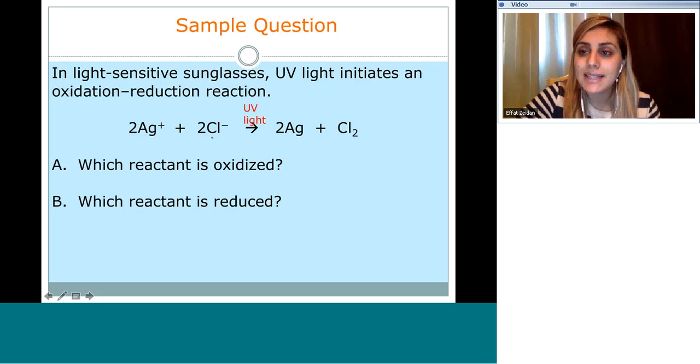Now what about Cl-? Cl-, it was minus and then it became neutral. If it is minus originally, it means it's a negative ion, and it becomes neutral. So in order for it to become neutral, it has to lose that excess electron that it has gained. Okay? So which reactant is oxidized? The loss of electrons is Cl-, it lost its electrons. Ag+ is the one that is reduced because it has gained electrons.